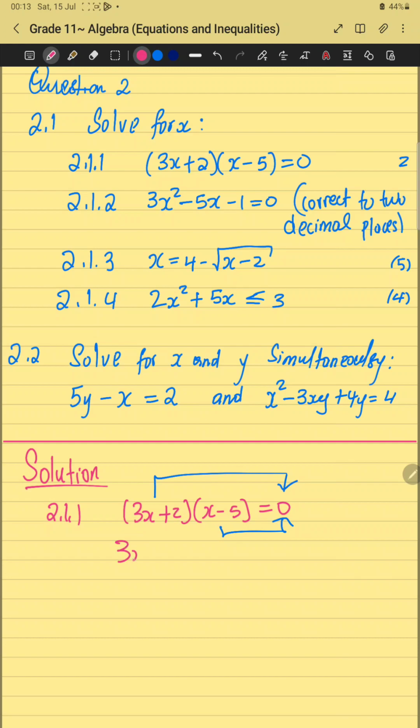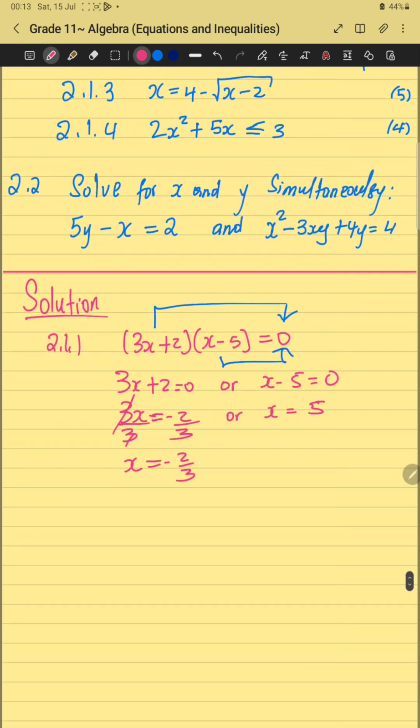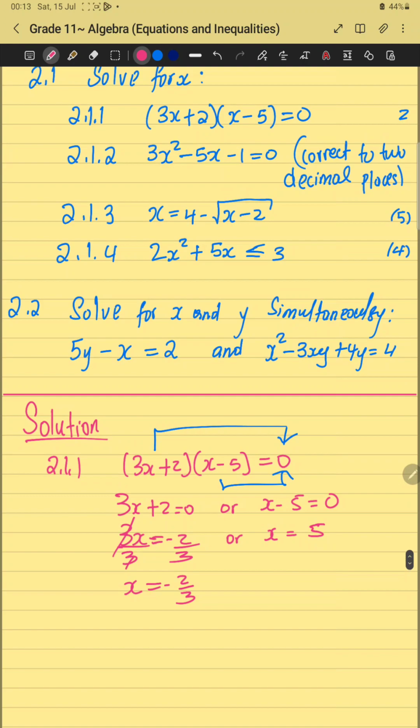So that means we're going to have 3x like this. Then you just transpose 2. So 3x must be negative 2, and x must be positive 5. So you just divide by 3 on both sides. Therefore x must be negative 2 over 3. So you've done the first part. And then the second one, let's take the second one.